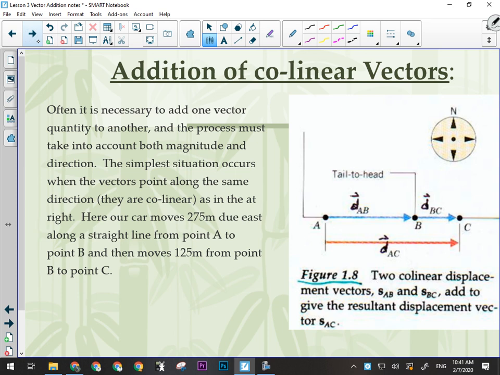All right, now when we have to add one vector to another, we do it in order. This one happened, then this one happened. I put the tail of the second on the head of the first. That's drawing them tail to head. It is absolutely crucial you always draw your vectors that way.